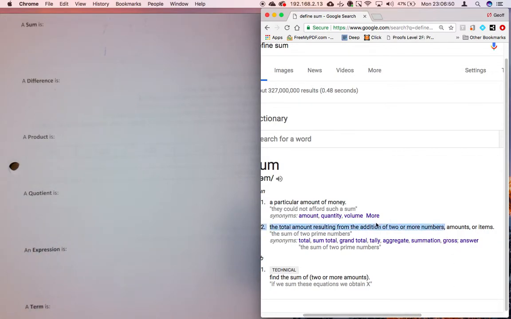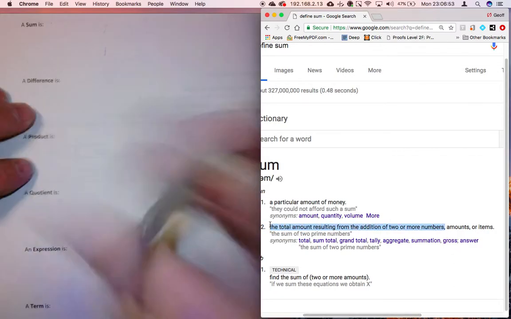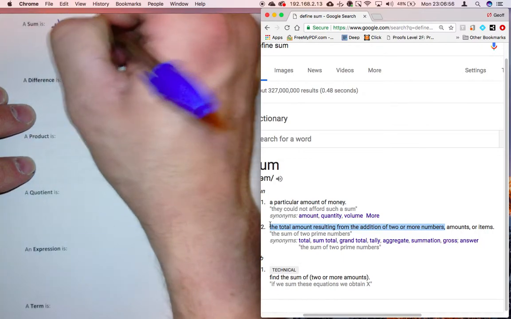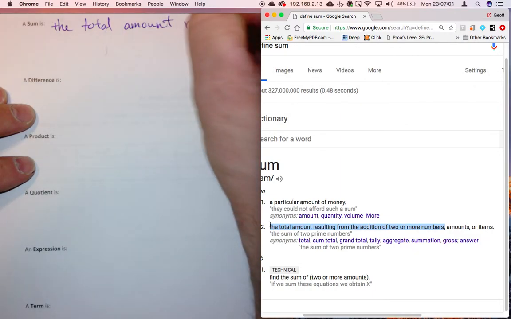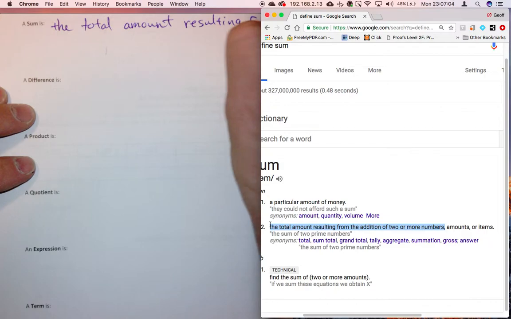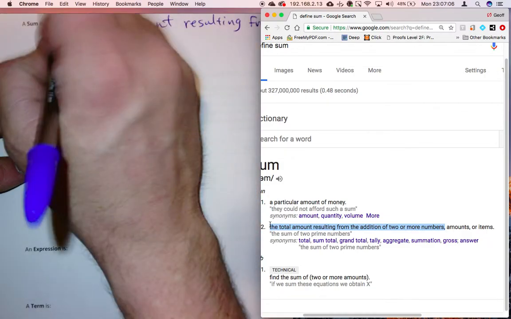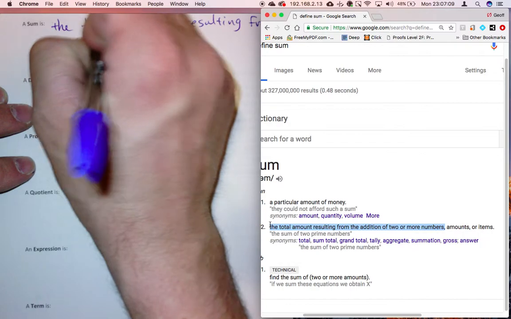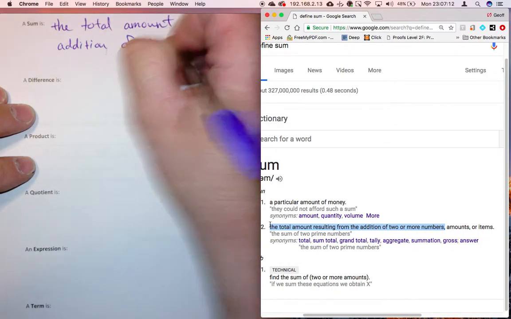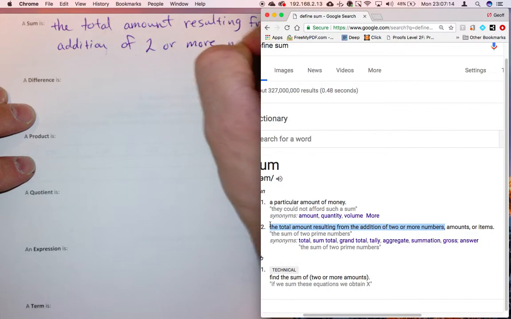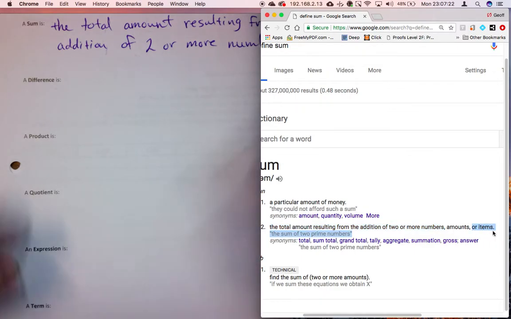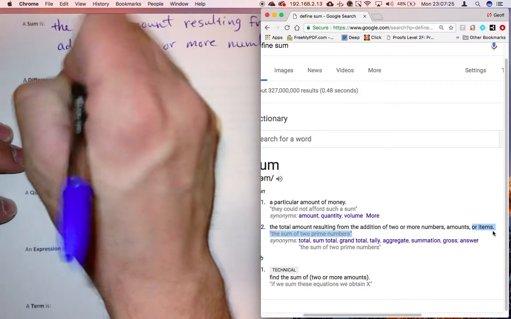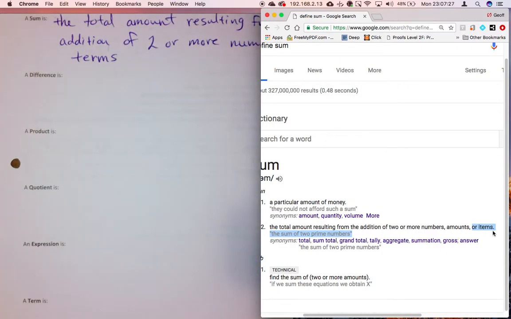Let's actually write all of this. The total amount resulting from the addition of 2 or more numbers. I like numbers and then or terms because we'll get to a part where that distinction is necessary. Amounts, nah, I'm not worried about amounts.